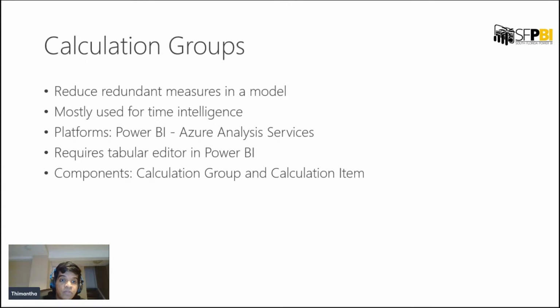And moving into the components of a calculation group, there are two very specific components. One is the calculation group itself, which holds all the respective logic and the measures. And the other is the calculation item, which stores the respective calculation or logic or expression which can be used across measures. So those are the two key components of a calculation group.